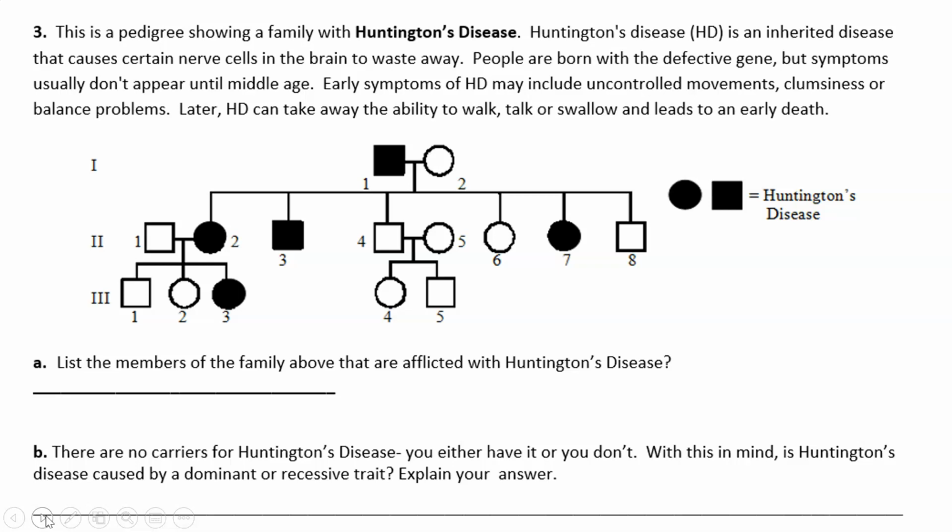List the members of the family above who are afflicted with Huntington's disease. So you'd say number 1. So you say generation 1. Just see how this is written, okay? Because we've got quite a few number 1. So we've got to say generation 1, 1. Okay, then in generation 2, we've got number 2, number 3, and number 7. And then in generation 3, we've got number 3.